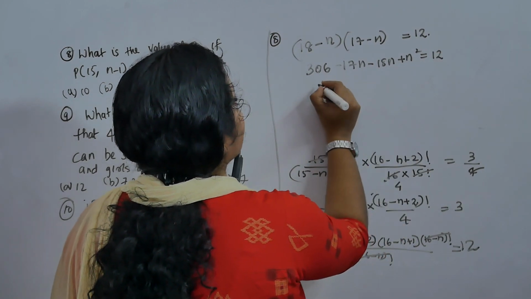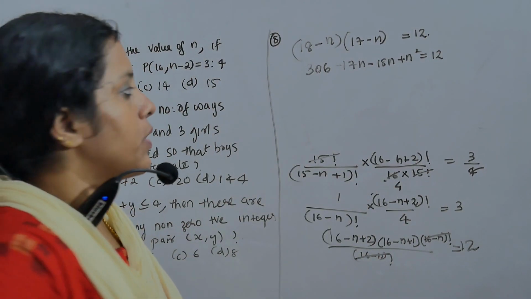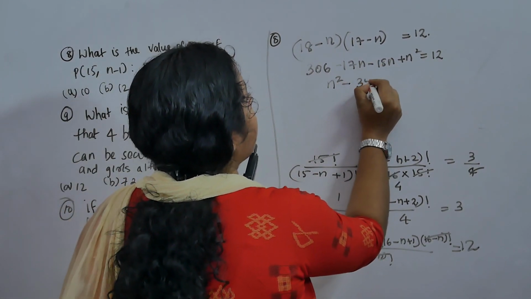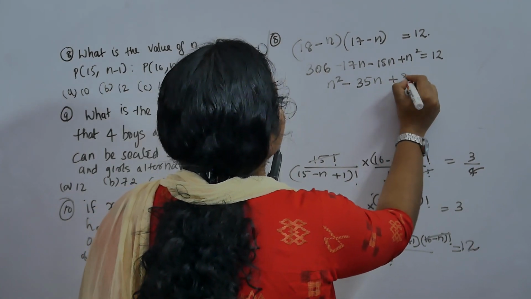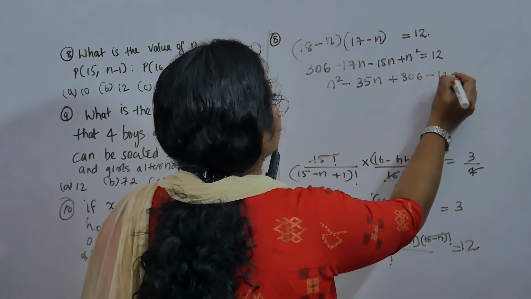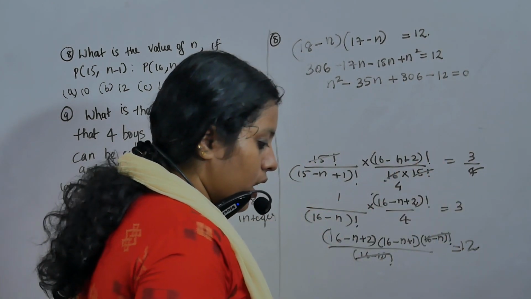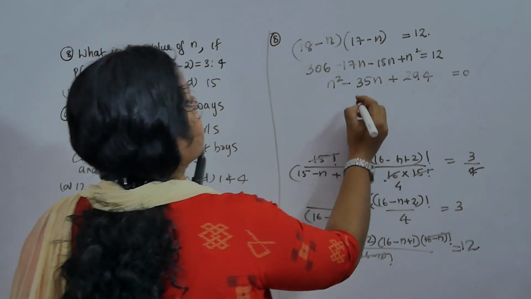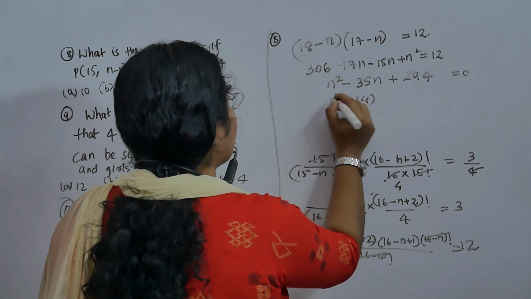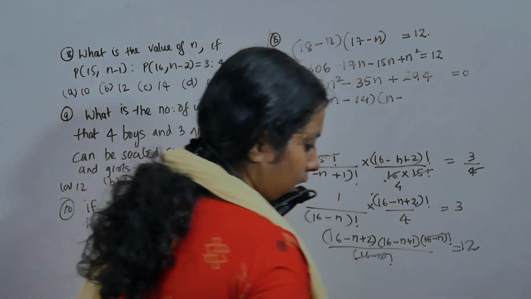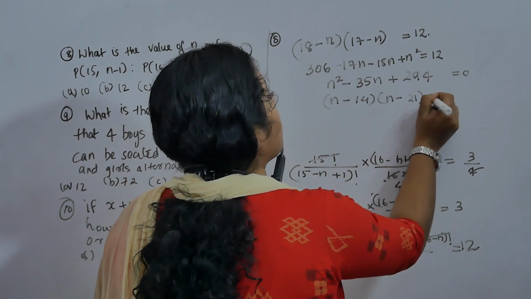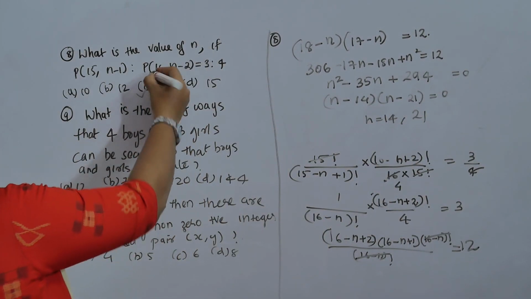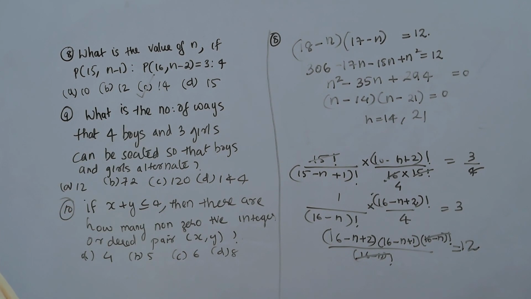So this is a quadratic equation. You can solve this quadratic equation like n square minus 35n plus 306 minus 12 equal to 0. That is, this will come to about 294 equal to 0. So we'll get n minus 14 into n minus 21 equal to 0. So n is equal to 14 or 21. So our answer is n is equal to 14. Okay.